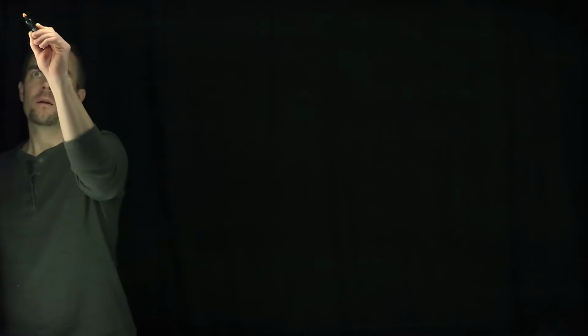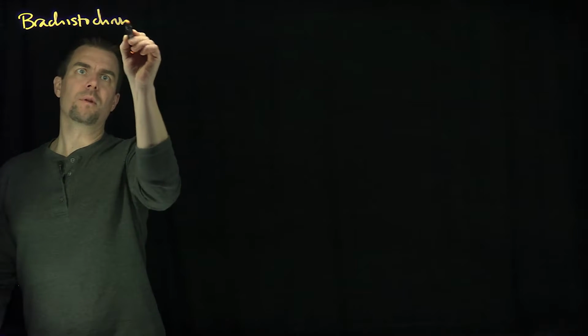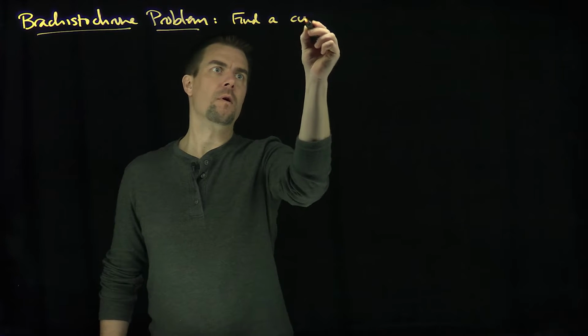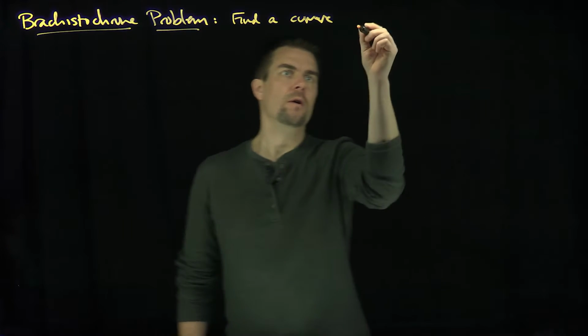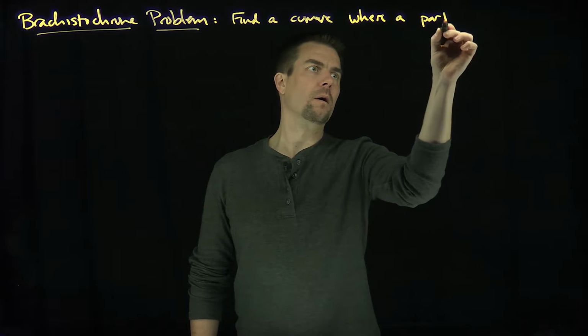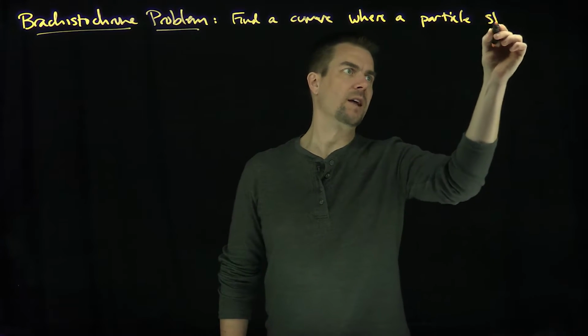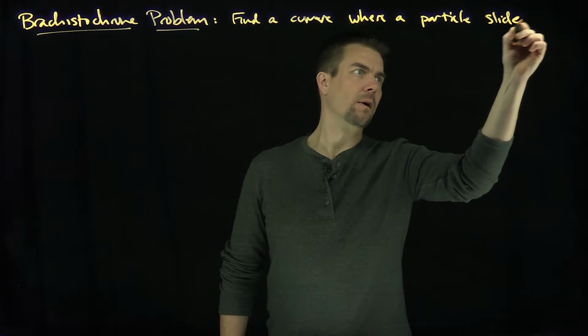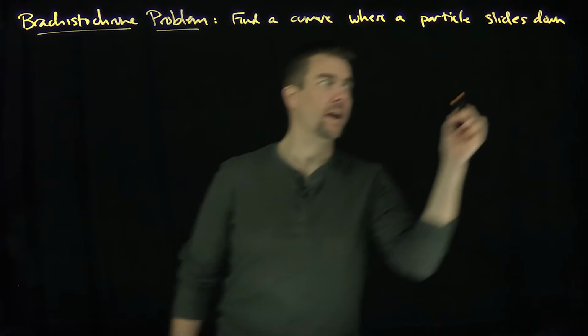Hello students, in this video we'll discuss the Brachistochrone problem. The Brachistochrone problem comes from physics. It says, can we find a curve where a particle slides down as quickly as possible.